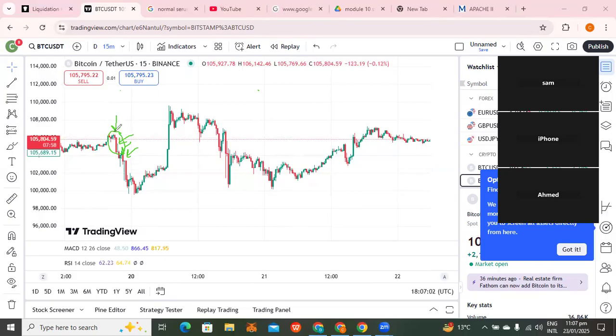This point could be the point which sellers have marked, and now sellers are sitting here. So I just want to mark this point from here. Let me just mark it.